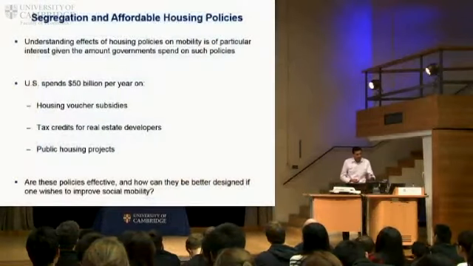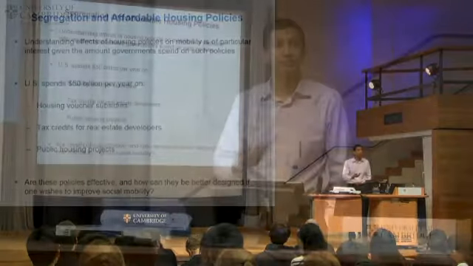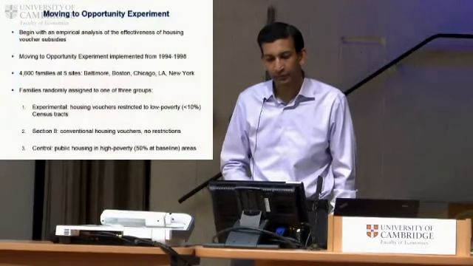live. So what I want to ask here is essentially, are these policies effective, and how can they be better designed if one is keeping this goal of improving social mobility in mind? So I'm going to start by focusing on one of these policies in particular, the housing voucher subsidies, which are the biggest such policies in the US. And I'm going to focus in particular on the Moving to Opportunity experiment, which provides some very nice evidence on the effects of such housing voucher subsidies.